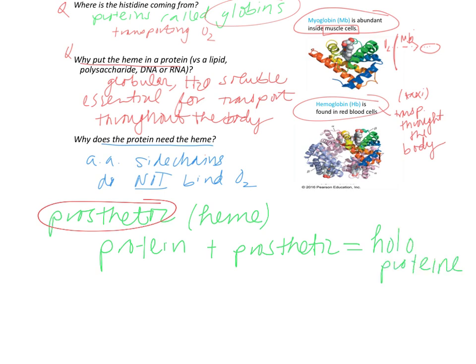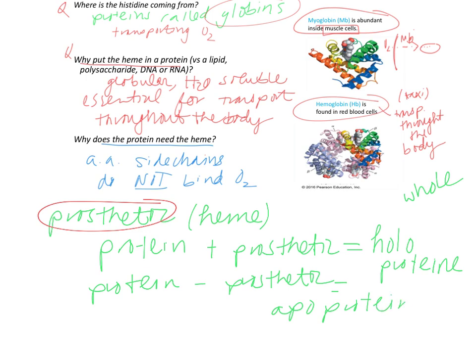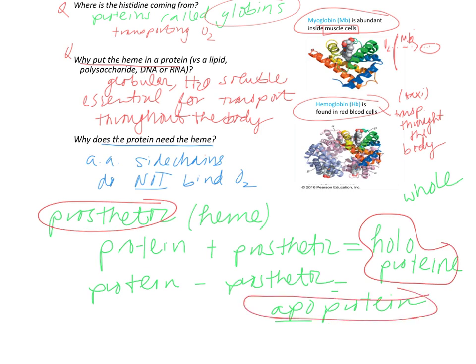You might also think of it as the protein is now whole or complete, the holoprotein. If the protein doesn't have the prosthetic, so protein minus prosthetic, it's called apoprotein. Apo means without. Okay, so here are the vocab words: holoprotein, apoprotein, prosthetic. The globins need the heme because the amino acid side chains won't bind oxygen in any way, and definitely not reversibly.